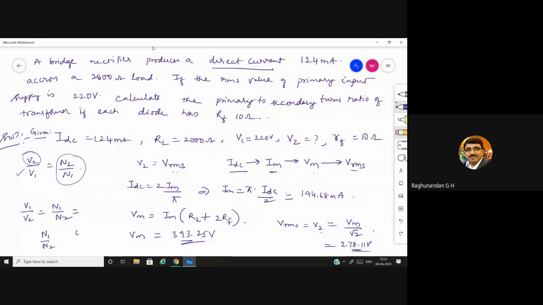Okay, 0.79. So this is the turns ratio you're having. If you take N1 by N2, it is 0.79. If you take N2 by N1, it is around 1.26, I guess, you'll get. So both answers are correct. Anything is right. It is the turns ratio which you'll be considering.